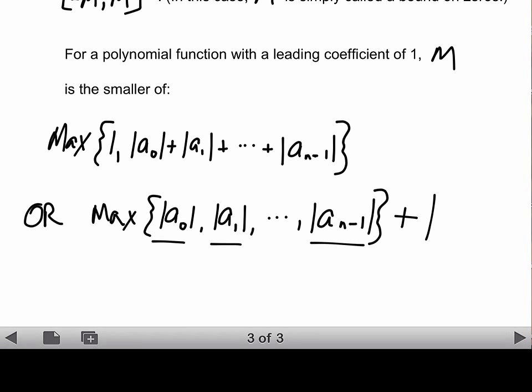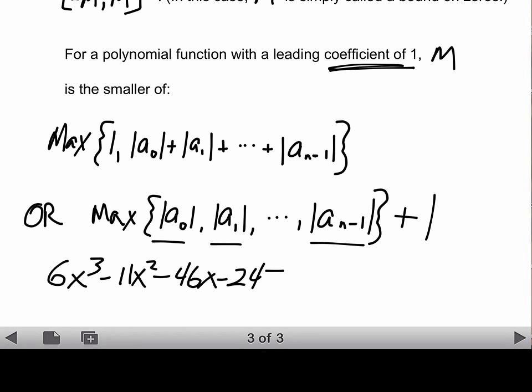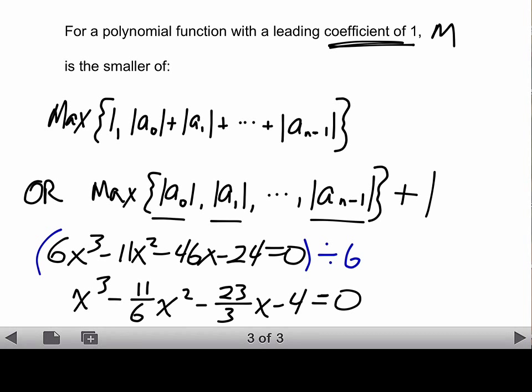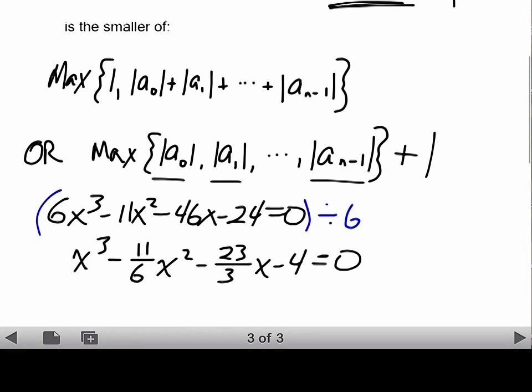And notice that this is a polynomial function, or supposed to be, with a leading coefficient of 1. If I start out with this 6x cubed minus 11x squared minus 46x minus 24 is equal to 0, to get a leading coefficient of 1, I have to divide the entire equation by 6. The result of that is x cubed minus 11/6 x squared minus 23/3 x minus 4. This is getting icky. It has its uses.